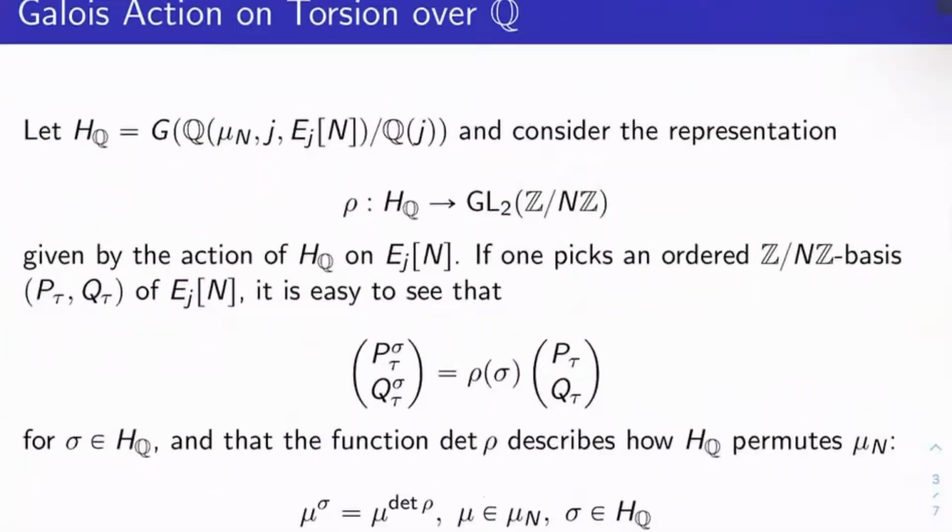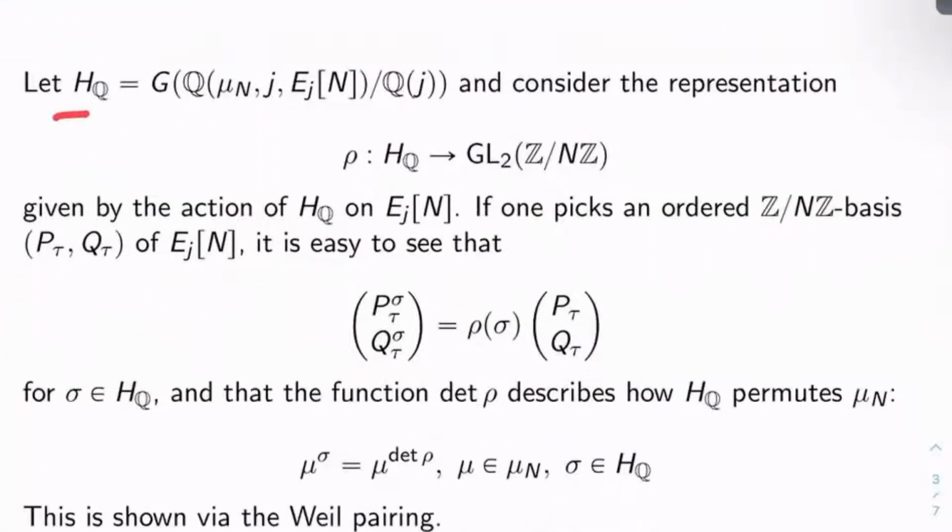Okay, so let's let H sub Q be the Galois group of Q adjoin the nth roots of unity, the j invariant, and the n-torsion of the universal elliptic curve E sub j over Q adjoin j. And let me consider the representation rho from H sub Q to GL2 of Z mod NZ, given by the action of Galois on the n-torsion of E sub j. Remember, actions of groups on sets are the same thing as representations.